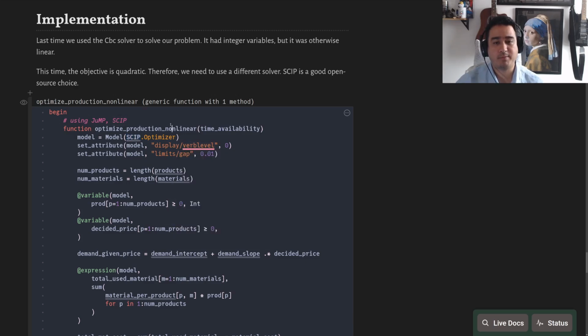We have to change that because CBC does not handle, and most solvers actually don't handle, quadratic objectives with integer variables. If you only have nonlinear variables, that's easy. But if you have integer variables as well, then it becomes a hard problem. Luckily, we can just change here and that's it. I also have attributes for SCIP. Importantly, I have the gap being 0.01, although as far as I'm aware, it looks like the gap was always 0. If you don't know what the gap is, don't worry about it.